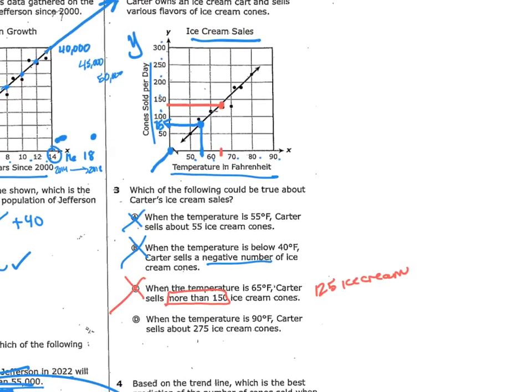When the temperature is 90 degrees, right here. So at 90 degrees, our line has cut off. So we don't actually have our line there, but we can use the line we had to kind of predict. So Carter sells about 275 ice cream cones. So let's see if that's right. And it looks like it is, because between 250 and 300, that would be about 275. And so that's right.